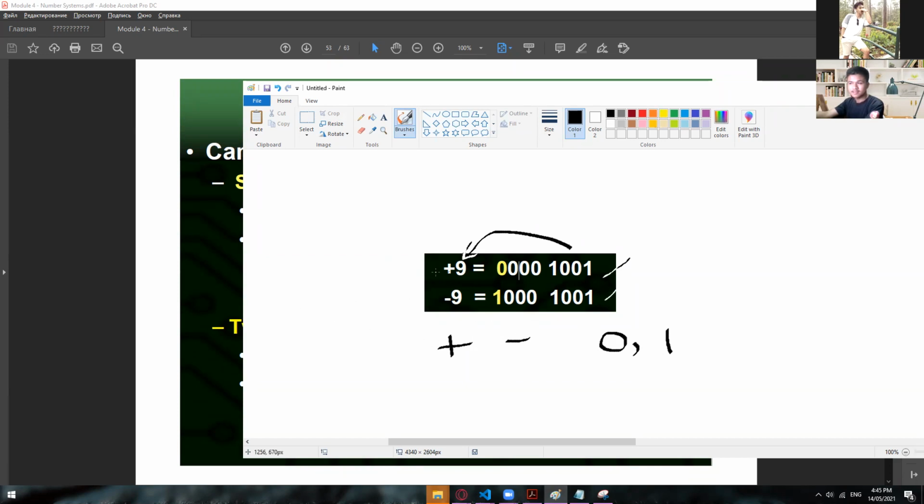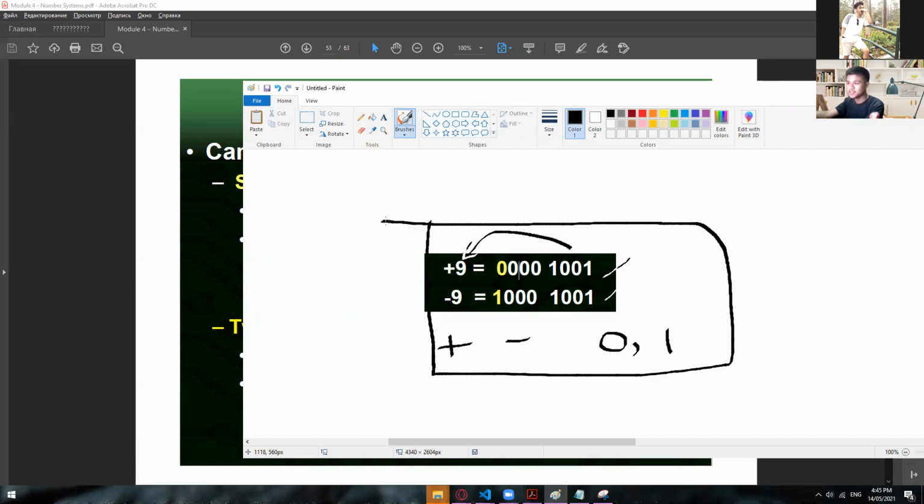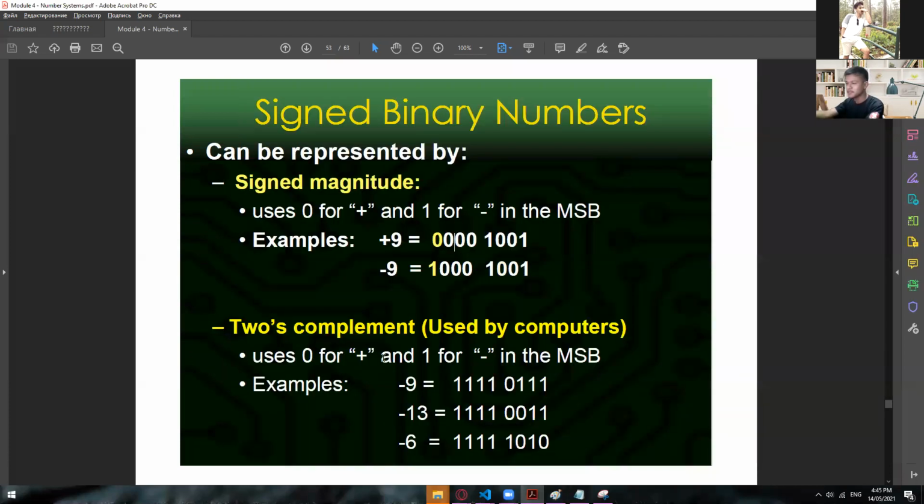Okay, so that is just the concept. We will not actually use this one. That is just the human concept. In a computer, this is what is really happening, so we're going to apply two's complement. That is what computers use. So take a look at this one. Negative 9 in a computer is actually 1, 1, 1, 1, 0, 1, 1, 1.